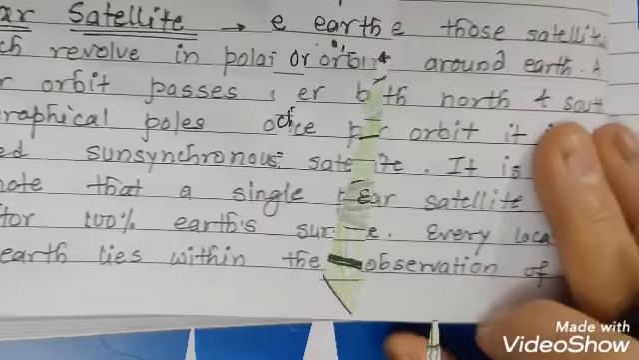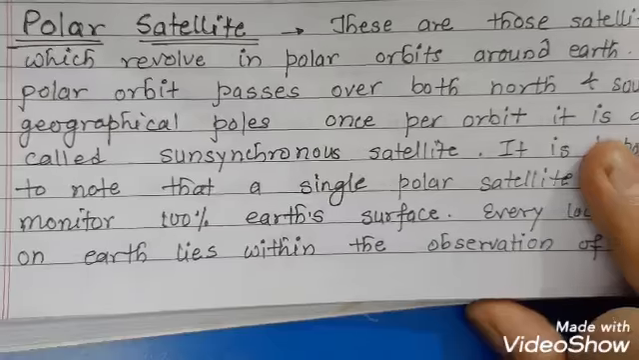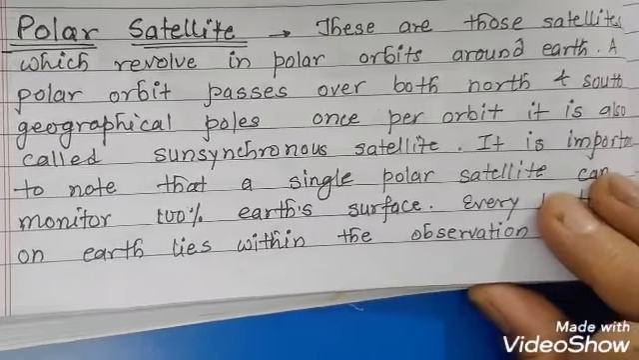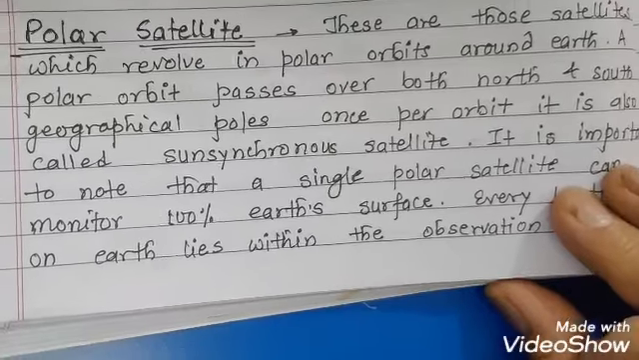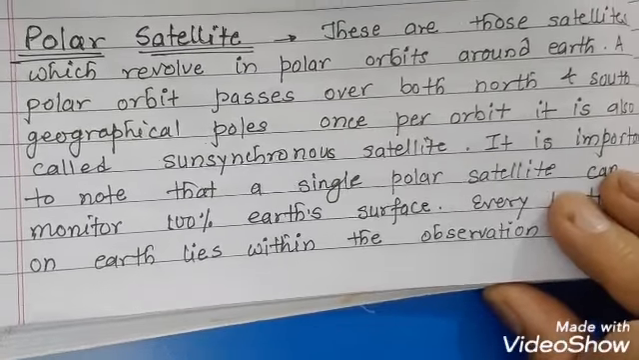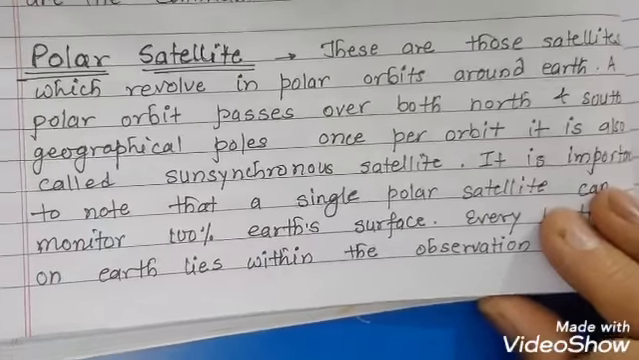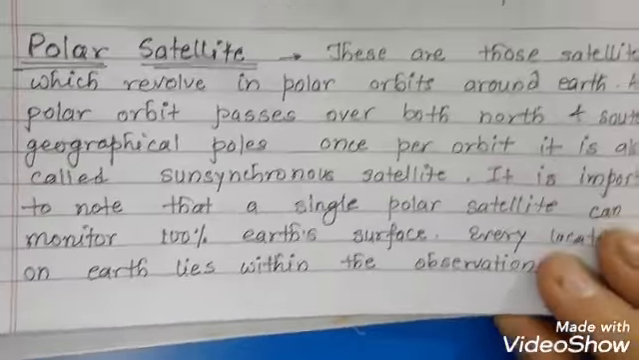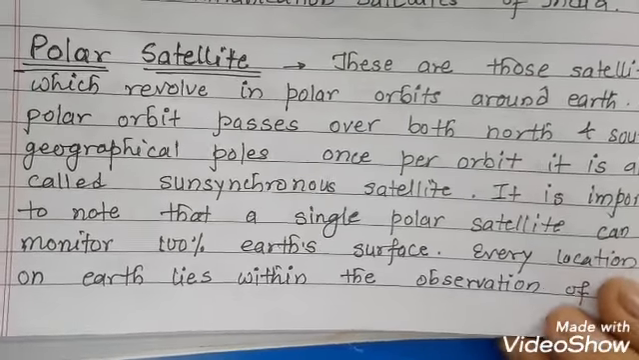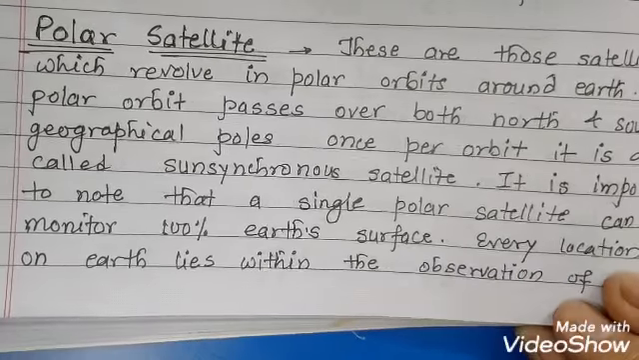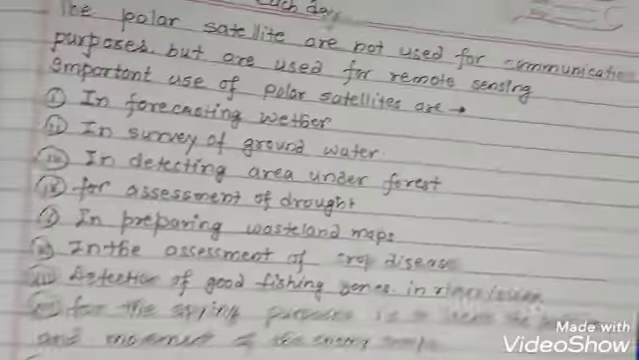Polar satellites. These are those satellites which revolve in polar orbit around earth. A polar orbit passes over both north and south geographical poles, and once per orbit it is also called sun synchronous satellites. It is important to note that a single polar satellite can monitor 100% Earth's surface. Every location on Earth lies within the observation of polar satellites twice each day.